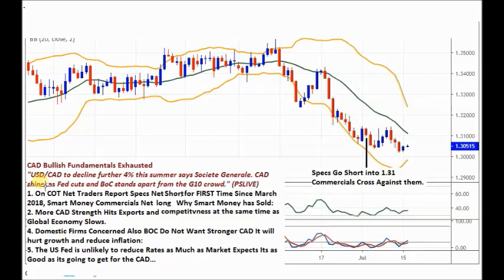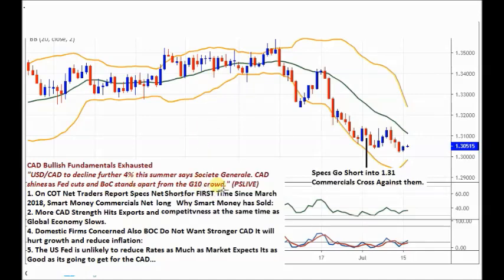And here's a typical quote: USD CAD to decline a further 4% this summer, says Societe Generale. CAD shines as Fed cuts and Bank of Canada stands apart from the G10 crowd. Typical quote from PS Live. What they're saying is effectively that Bank of Canada is one of the few central banks the market believes is going to remain on hold. They're not going to be cutting interest rates. They believe the Fed will and several other central banks. So that's what their view is based upon.